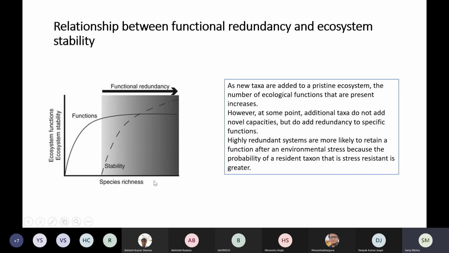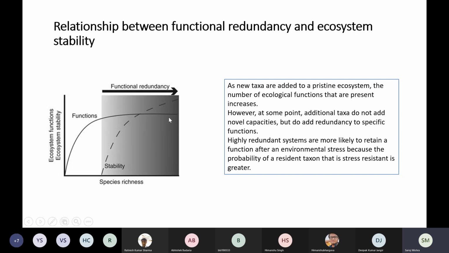So on the x-axis, we have species richness. On the y-axis, we have ecosystem function and ecosystem stability. As species richness increases, look at the first curve, which indicates the functions. Obviously, as species richness increases, you can expect that the functions this community is able to perform are also going to increase, because you're going to add new kinds of genes, new kinds of functions, and so forth.